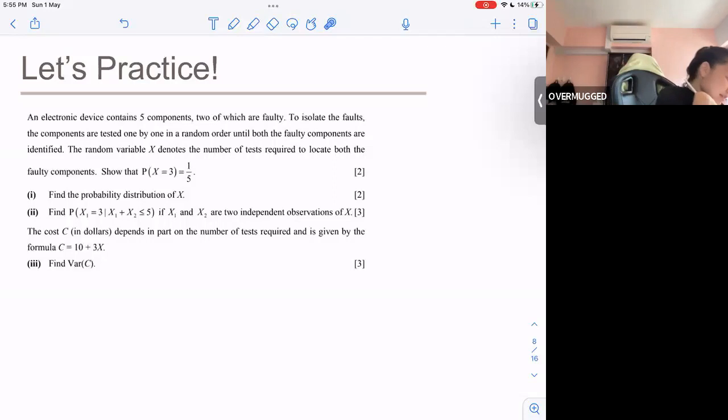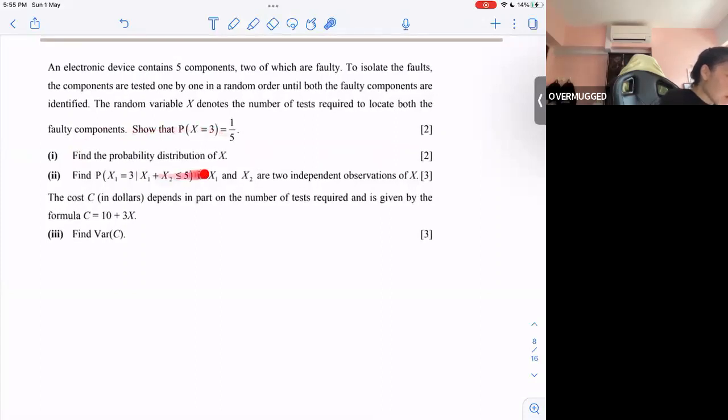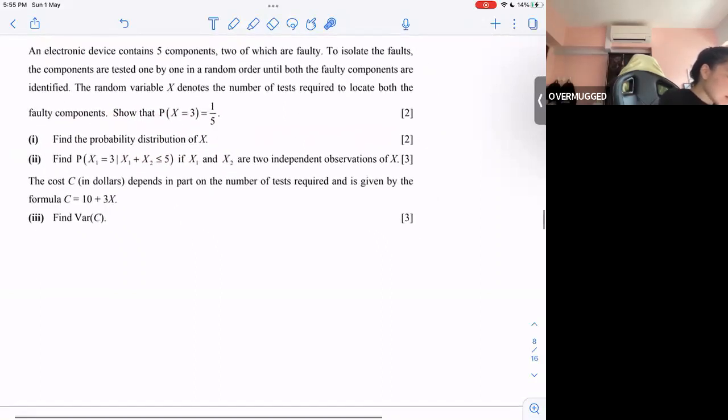An electronic device contains 5 components, 2 of which are faulty. To isolate the faults, the components are tested one by one until they are identified. The random variable x denotes the number of tests required to locate both faulty components. Show that the probability of x being 3 is equal to 1 out of 5. After that, you're supposed to find the probability distribution of x.